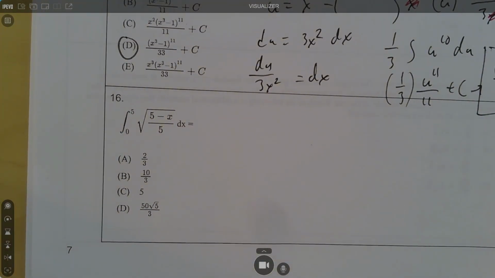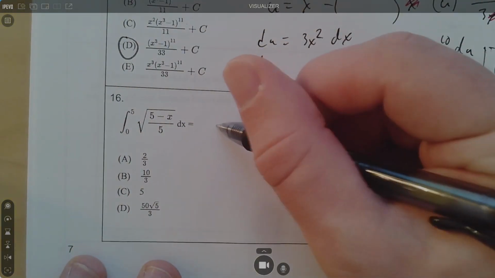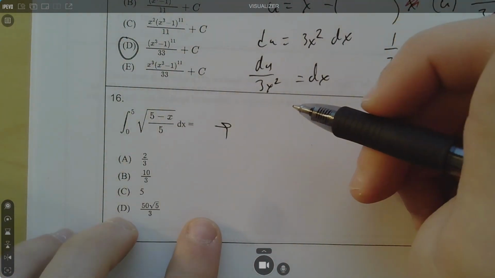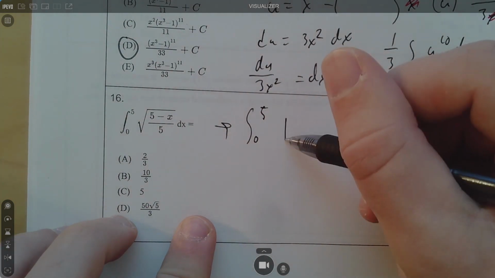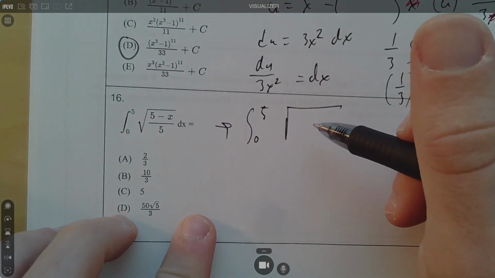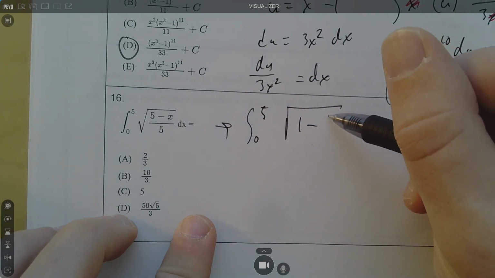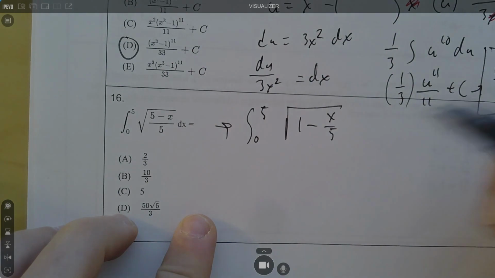Integral 0 to 5, 5 minus 6 over 5. Okay, this is the same as, again, since I'm dividing by one term, I can just divide top and bottom by that term. This is the integral from 0 to 5 of root 1 minus x over 5, or 1/5 x.